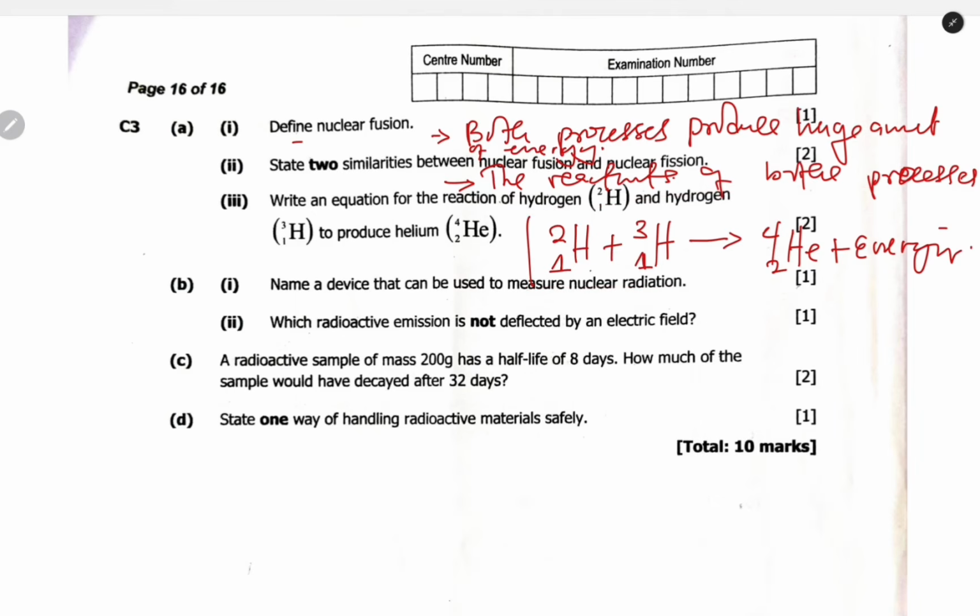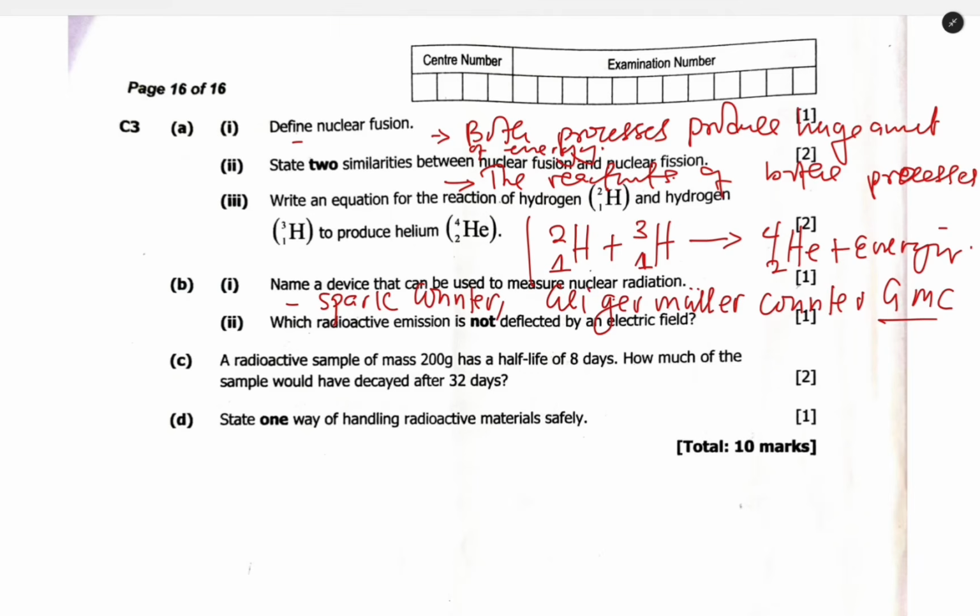Name a device that can be used to measure radioactive radiation. What are the devices that can be used to measure radioactive radiation? So 1, you have what we call the spark counter. Then we have the, I don't know how to pronounce this one, the Geiger-Müller counter, or GMC. Okay, so quite a number of them that you can look at. So get to look at some more and look at how these work.